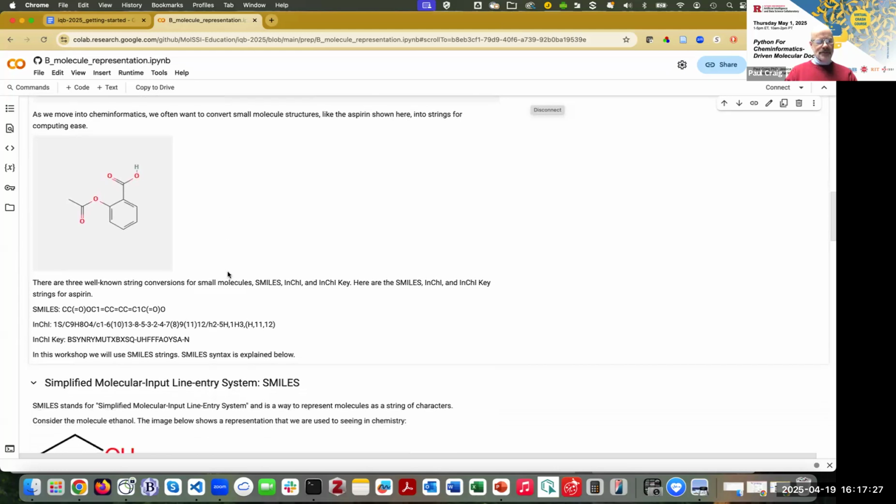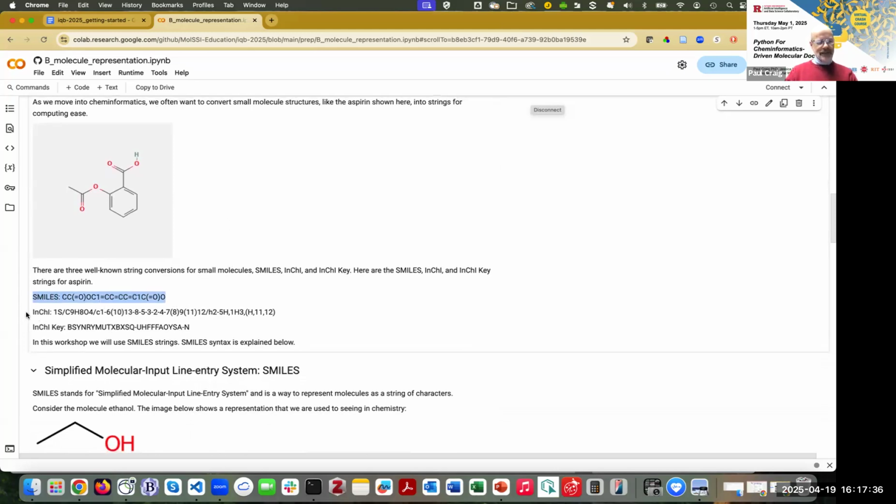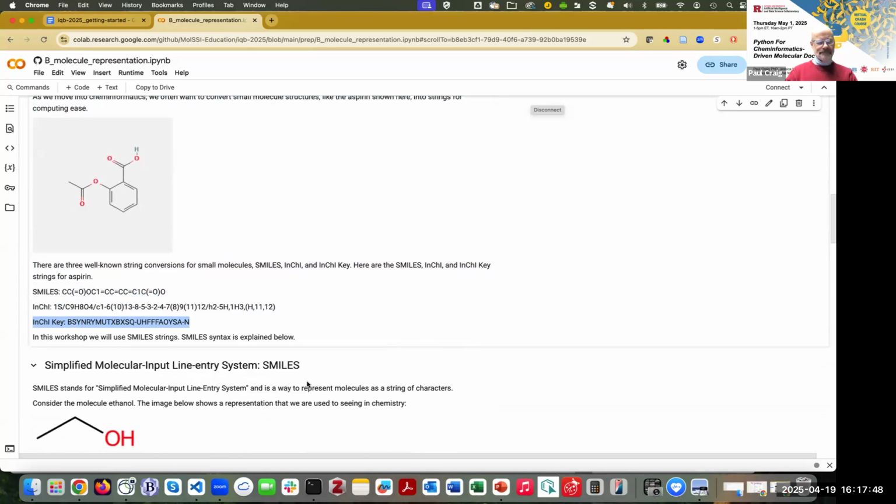Well, there are a number of options. One of those options is called a SMILES string, and that's what we're going to be focused on in this exercise. There are a couple others. One's called an InChIKey, another one's called InChI. Those are different ones. I have not worked with those, so I can't tell you much about them, but we will take a look at some of the coding that's involved with SMILES strings.